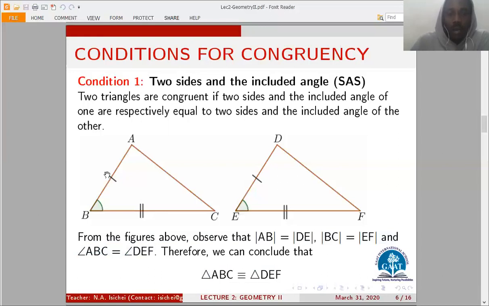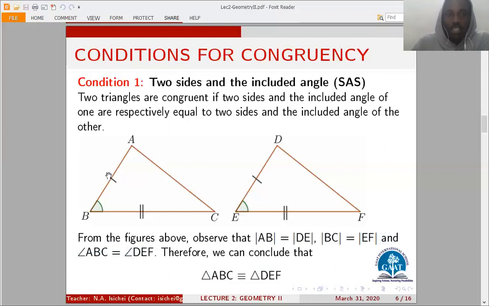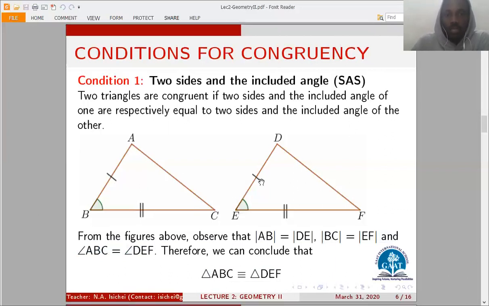This indication, this single dash here and single dash here, means these lengths are equal. The double dash here and this double dash means these lengths are also equal. This given angle here is equal to this angle.